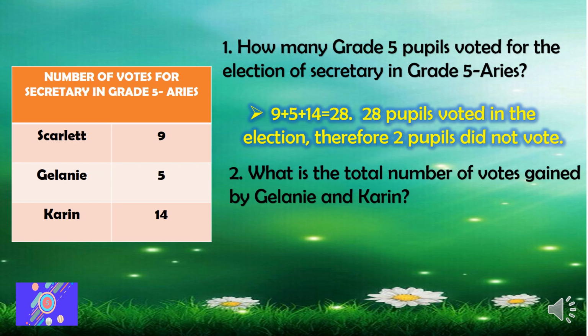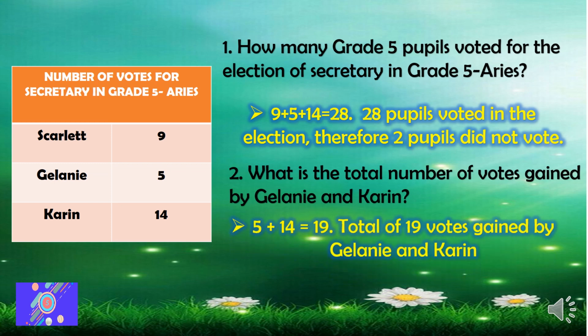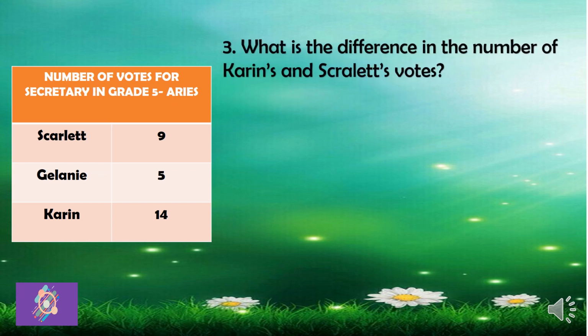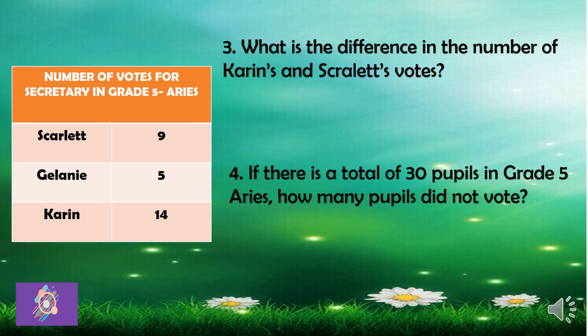Number 2, what is the total number of votes gained by Jelani and Karin? The answer is, Jelani got 5 votes and Karin got 14 votes, so a total of 19 votes gained by Jelani and Karin. To continue, number 3 question, what is the difference in the number of Karin's and Scarlett's votes? And for number 4, if there is a total of 30 pupils in grade 5 Aris, how many pupils did not vote?